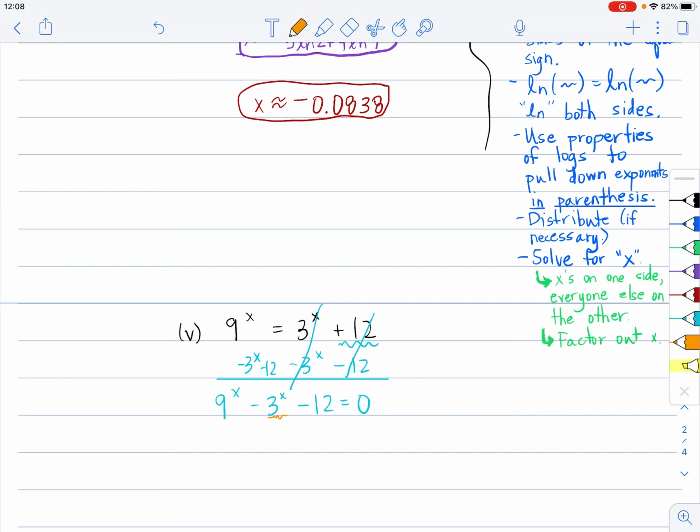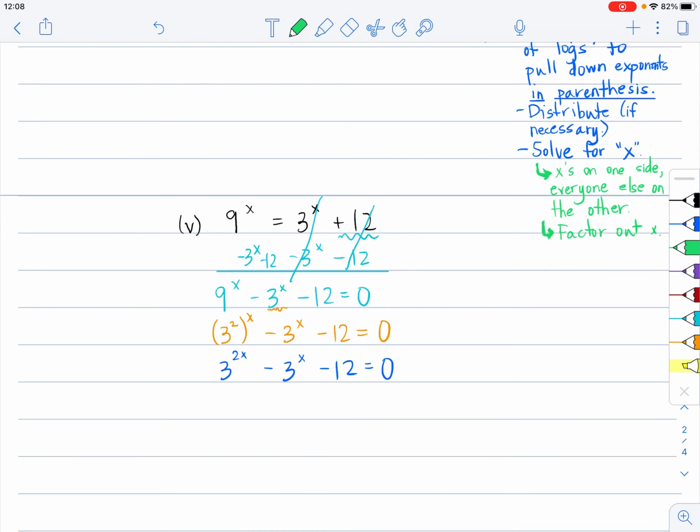When we u sub, we look to our middle term, but we actually need for this to be a 3 to the x also. And 9 I can rewrite as 3 squared to the x minus 3 to the x minus 12 equals 0. Or when we raise a power to a power, we multiply. So this is 3 to the 2x minus 3 to the x minus 12 equals 0.